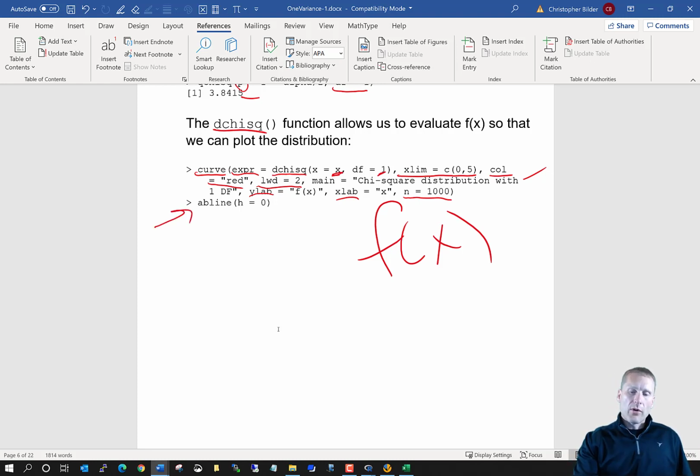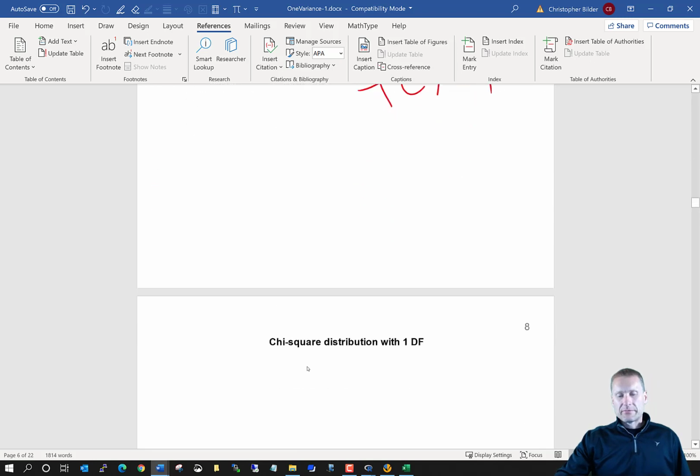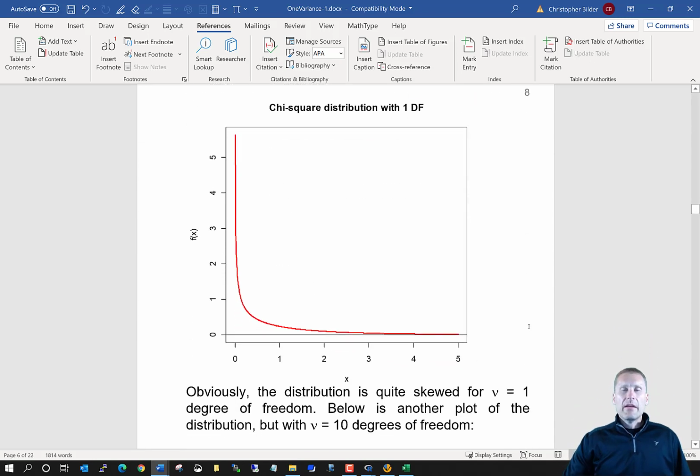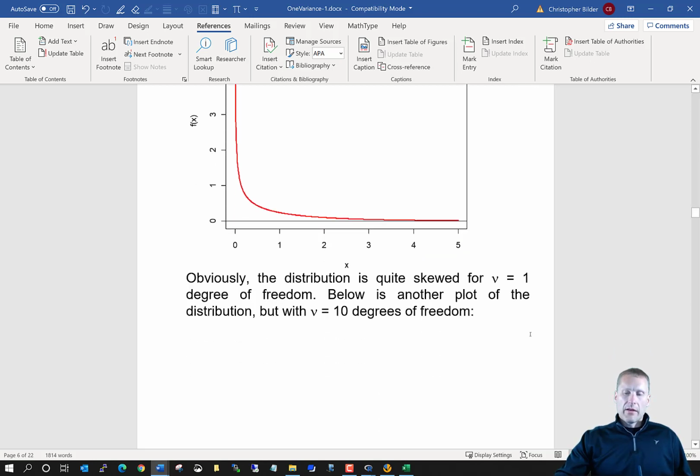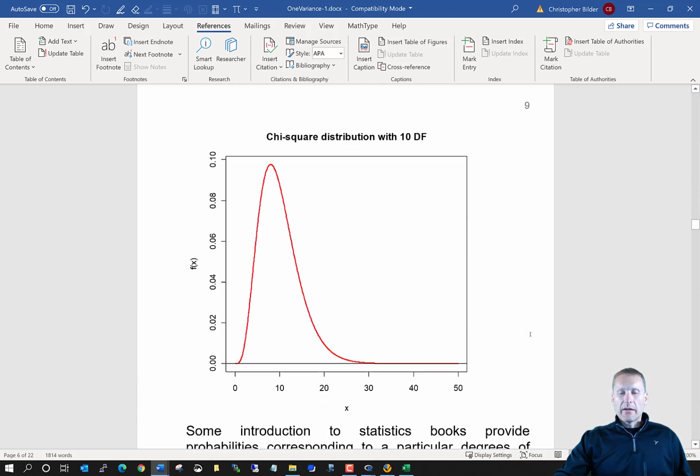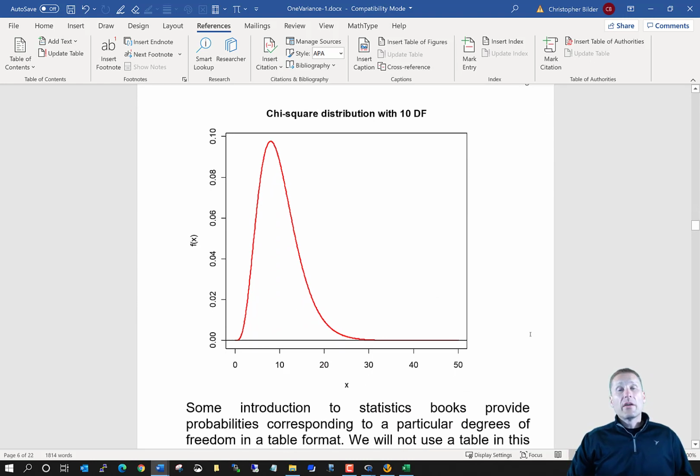I'm going to draw a horizontal line at 0. And here's my plot. Similar to what we saw with the Excel file, the distribution is really, really right skewed here. And if we wanted to, we could do a chi-square distribution plot with degrees of freedom of 10 as well. Again, it's right skewed, but it's not so far up against the left-hand side limit.